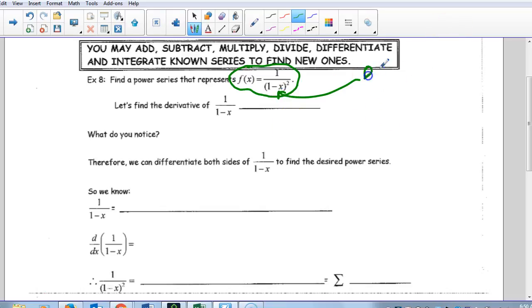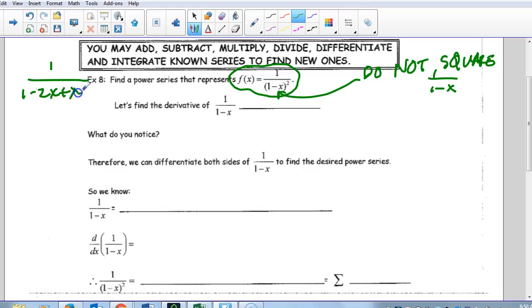So do not square 1 over 1 minus x. Why? Because if I do that, I'm going to get 1 over 1, what is that going to be? Minus 2x plus x squared. That's nothing like Big Mama. That's nothing like the one that we started with. So you cannot square it.